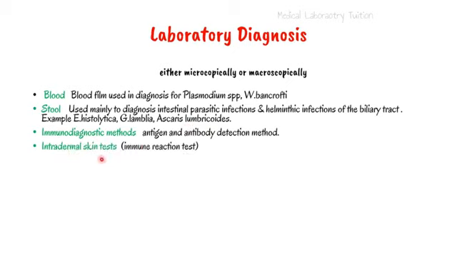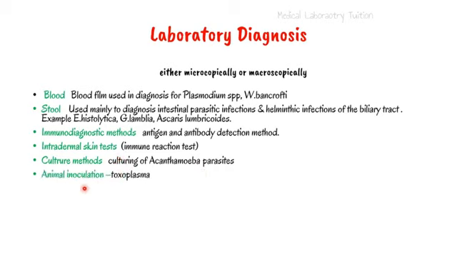Another, we have the intradermal skin test. In the case of the Casoni reaction, we can use this intradermal skin test. Another, we have the culture method. We can also culture our parasite inside labs, such as in the case of Acanthamoeba. In some cases, we also inoculate our parasite into an animal to identify whether the parasite is present or not, such as in the case of Toxoplasma.